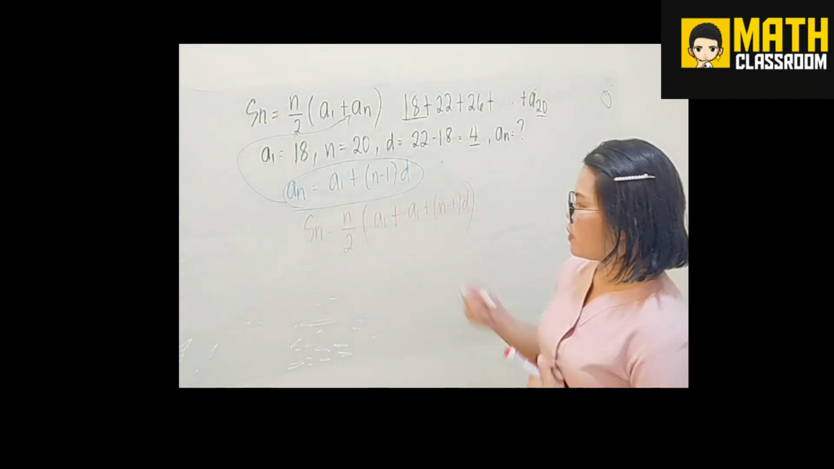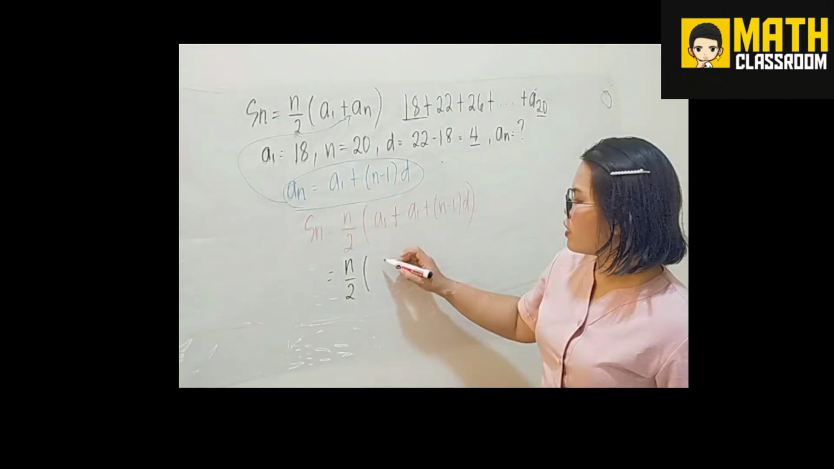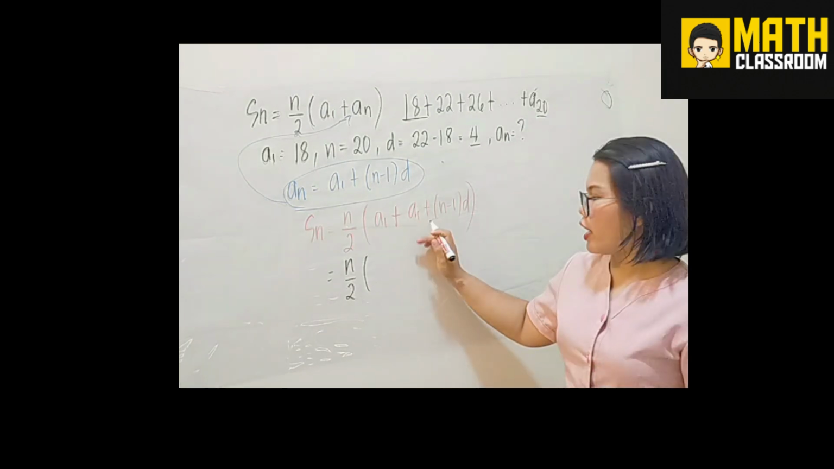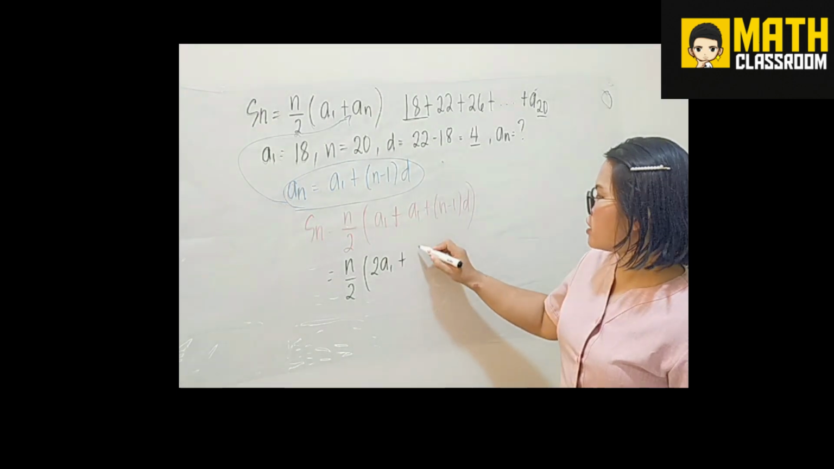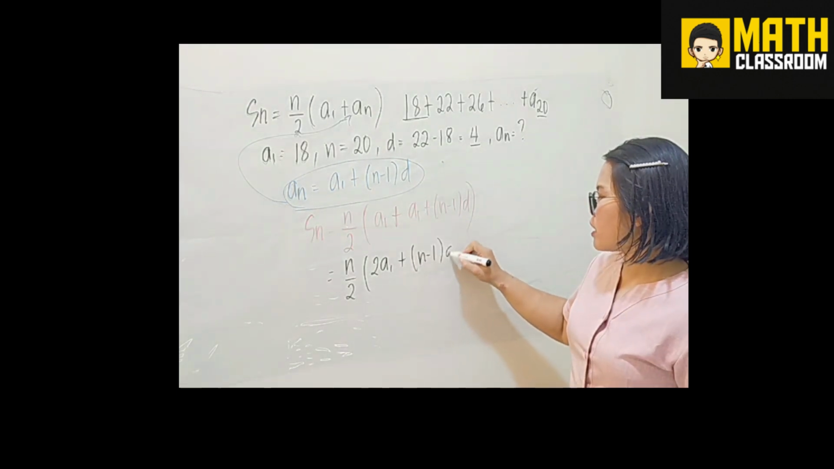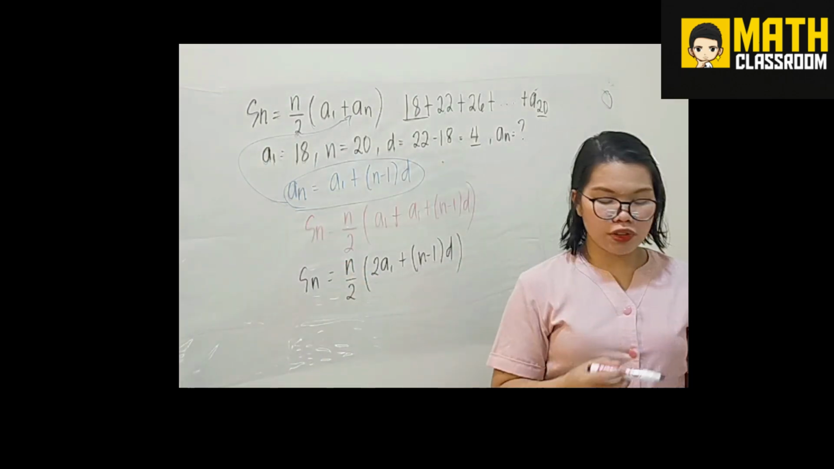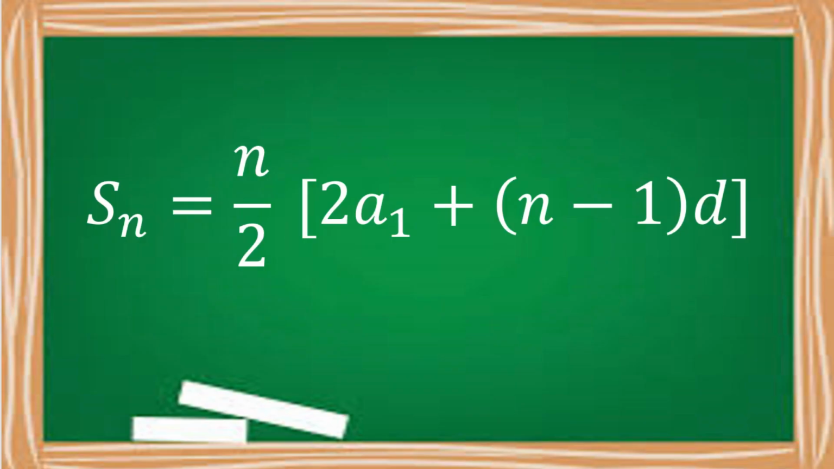So what will happen? We can have a sub 1 plus a sub 1, we have 2 a sub 1. So you have 2 a sub 1 plus n minus 1 times d. Therefore, to find the sum of the terms when the last term is not given, we can use this formula. Did you get it? Okay, very good.